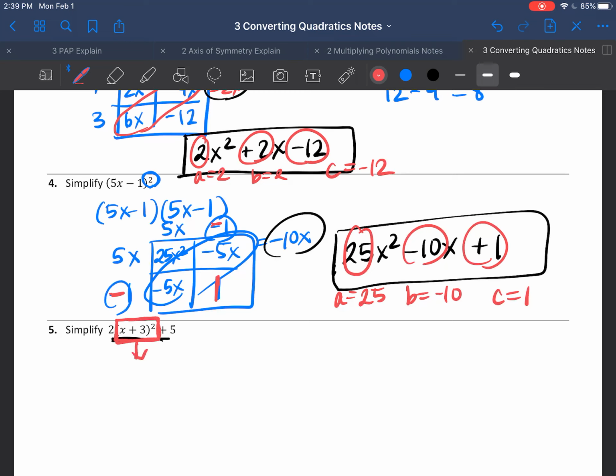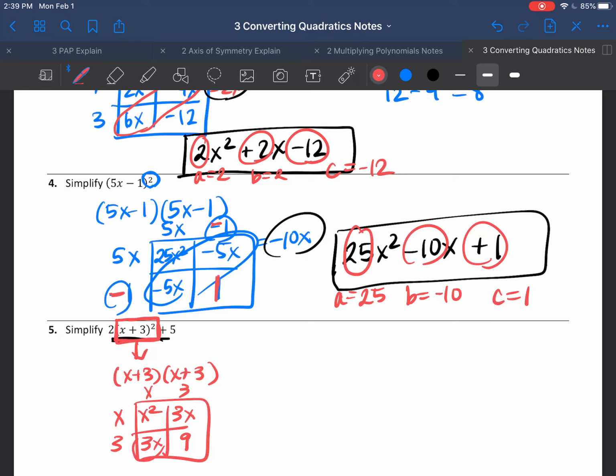Completely ignore the 2 and the 5 and focus on that. So that's x plus 3 squared. Just like we did above, you need to make your box. So we have x plus 3 times x plus 3, which is x squared, 3x, 3x, 9. Combine your like terms, you get 6x. And so x plus 3 times x plus 3 is x squared plus 6x plus 9.